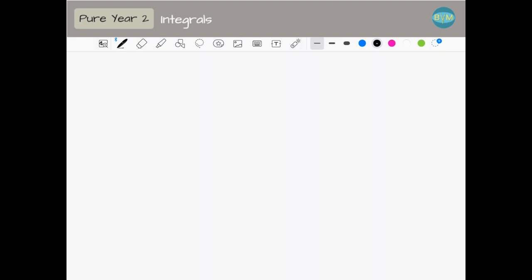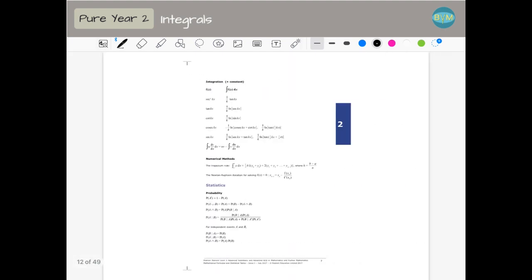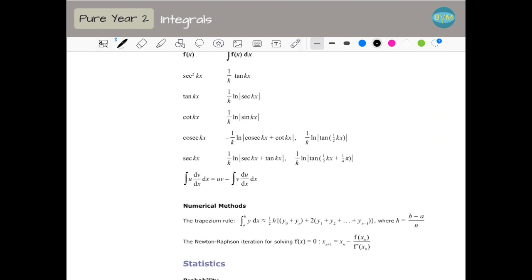Remember, this is in your formula booklet. So if you go to your formula booklet, here in integration, you have the formula of how to integrate by parts.